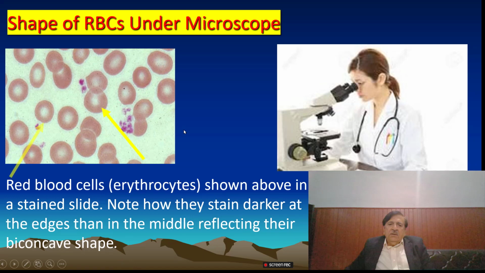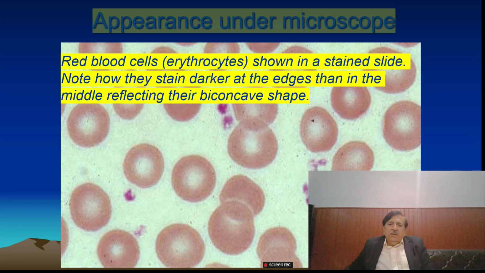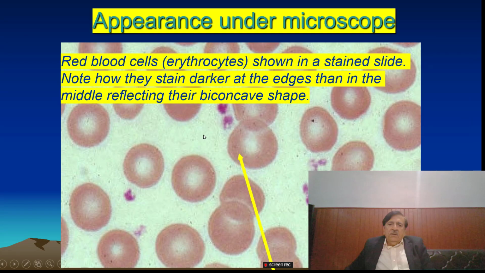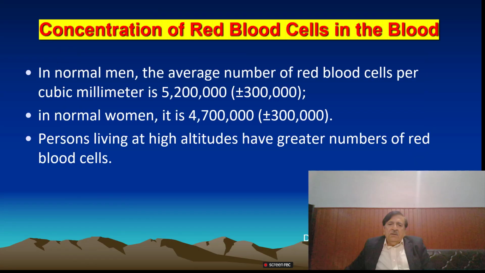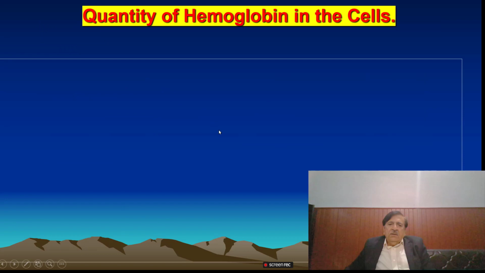This is a picture of RBC under microscope. As the RBC is thick at the periphery, it looks dark, and as it is biconcave or thin in the center, it looks pale. When RBC is observed under microscope, it gives this picture.